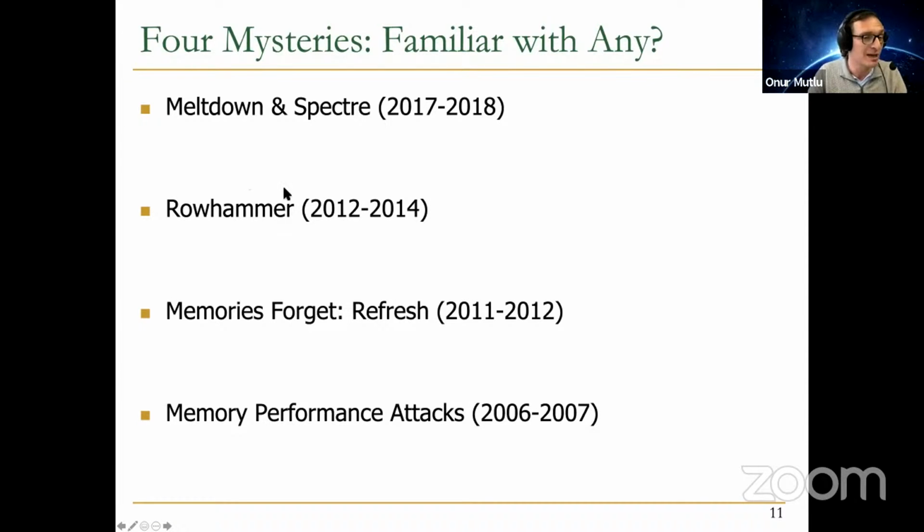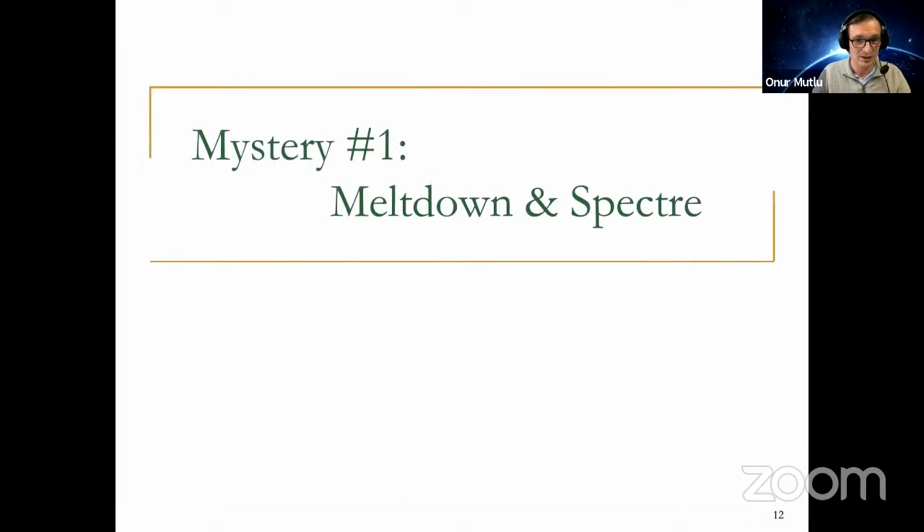We're going to talk a little bit more about RowHammer today. We talked about it a little bit more than Meltdown and Spectre yesterday. And we're going to talk about a couple of issues related to memories, refresh, and memory performance attacks. I can easily also talk about some emerging applications, for example, genomics, but we already did talk about it yesterday, so I'm going to leave that for perhaps later lectures. And you can always find information, as I mentioned yesterday, in my talks. Okay, so let's jump into the first mystery, Meltdown and Spectre.